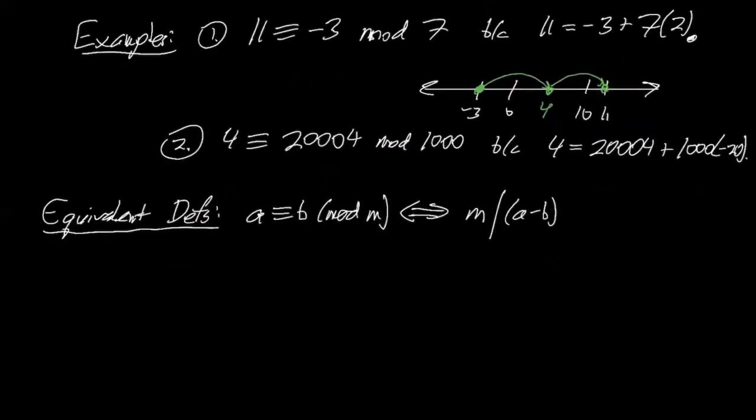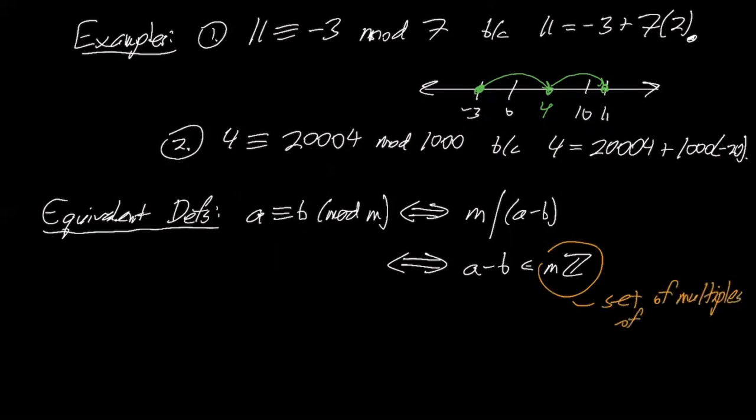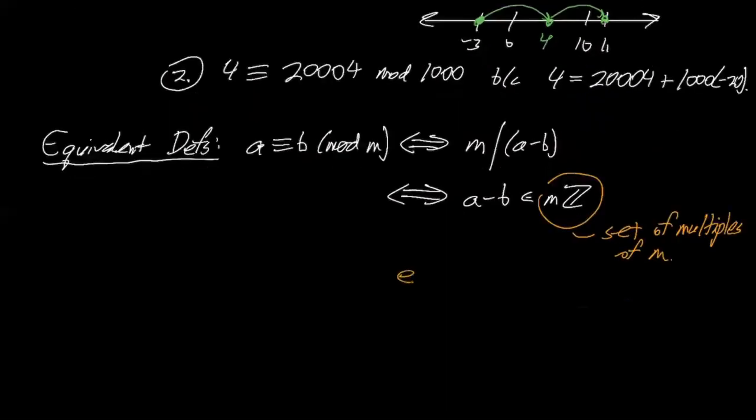Another equivalence, and this is helpful as you go further in math, is you can also just say that a minus b lives in the set of multiples of m. So for example, 7Z is the set that includes 0 and 7 and 14 and 21 and so on that way, and minus 7 and minus 14 and so on that way. And so, for example, in the example above with 11 and -3, the difference is 14, which lives in that set. Okay, so those are some equivalent definitions we'll use at times.